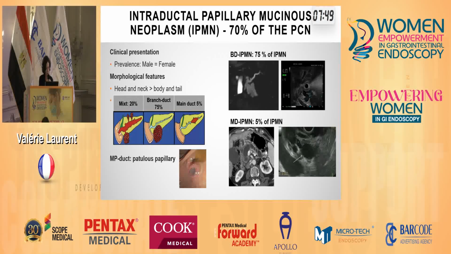The main type is the branch duct IPMN, as you can see on this MRI or EUS picture. Sometimes the main pancreatic duct is involved as either a segmental or a global dilation of the duct. And in this situation, we can observe a very specific aspect of the papilla.